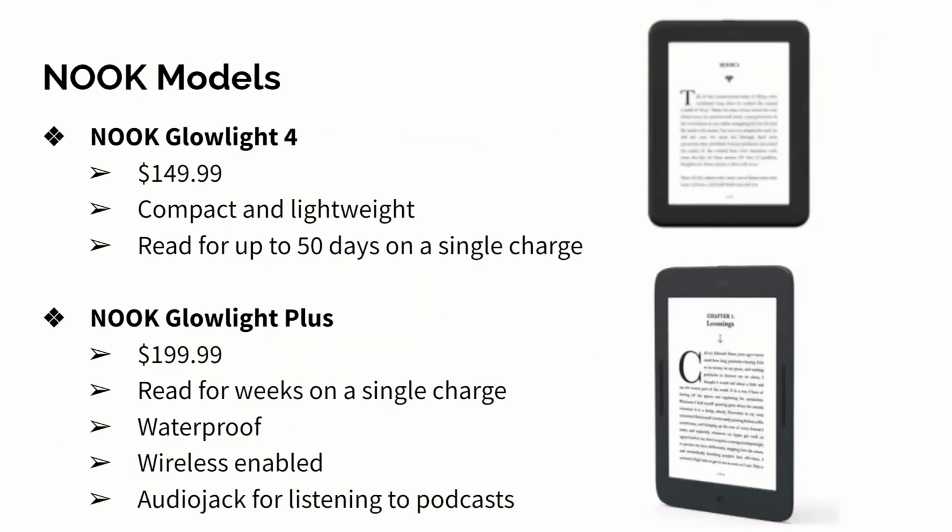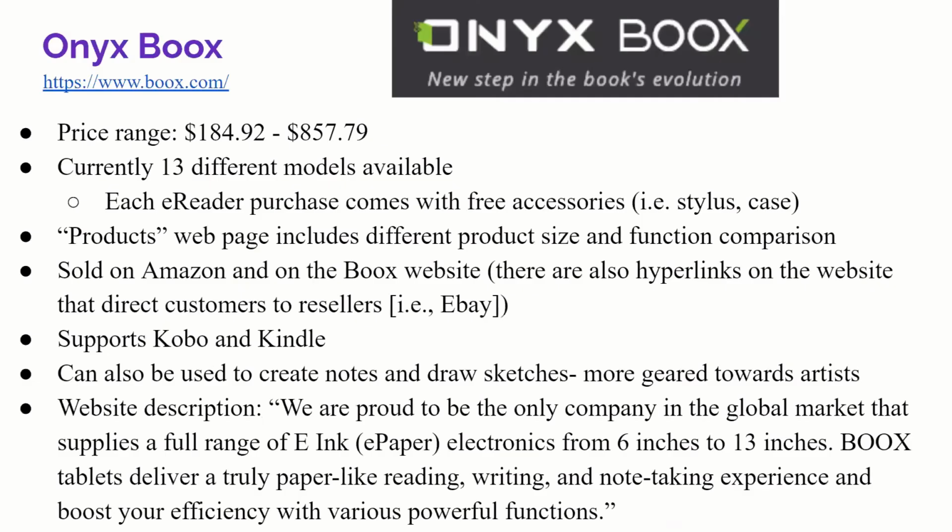Nook Models. Nook Glow Light 4. $149.99. It's compact and lightweight, and you can read for up to 50 days on a single charge. Nook Glow Light Plus. $199.99. Read for weeks on a single charge. Waterproof, wireless enabled, and audio jack for listening to podcasts.